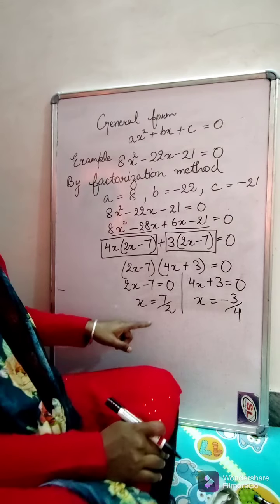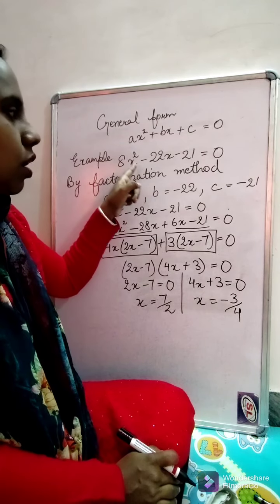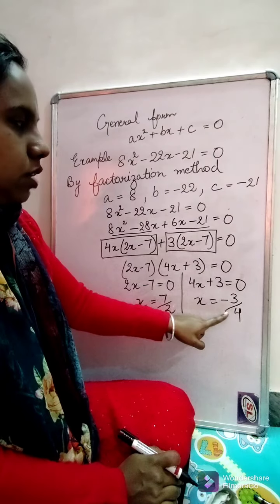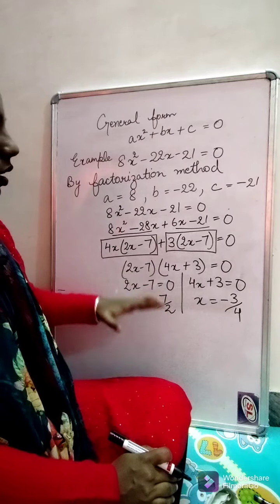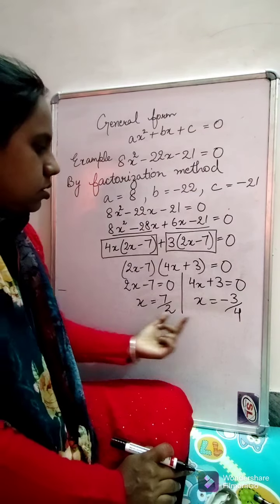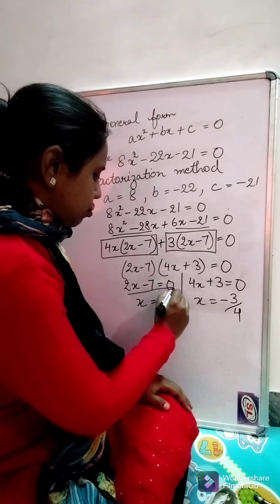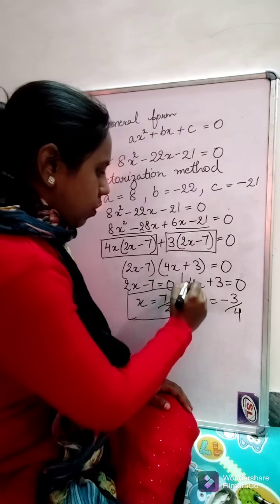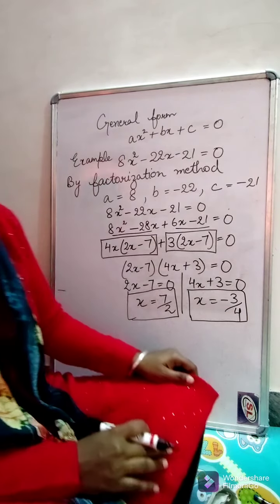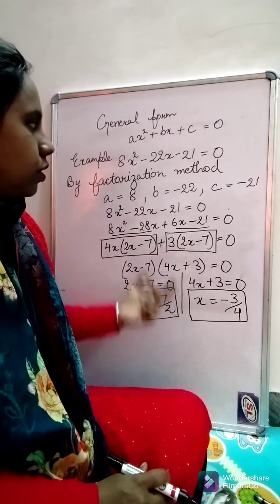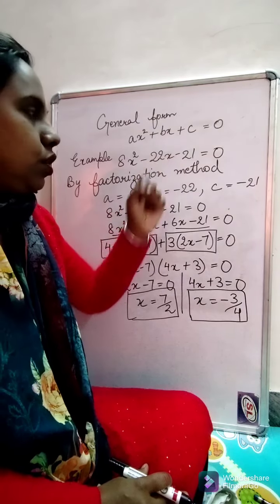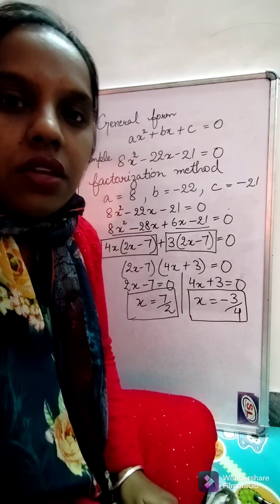So you got two roots of this quadratic equation, which are 7 by 2 and minus 3 by 4. This is called solving the quadratic equation. These are the two roots, or two solutions, of the quadratic equation 8x square minus 22x minus 21 is equal to 0.